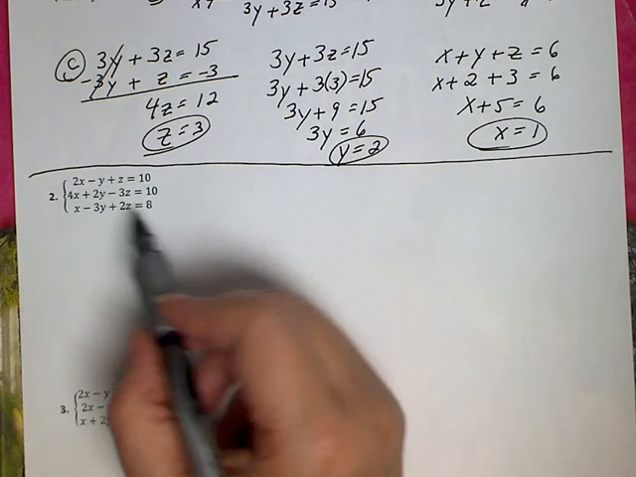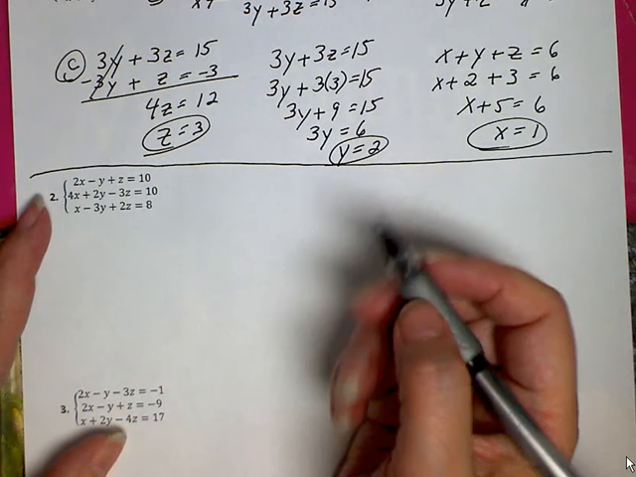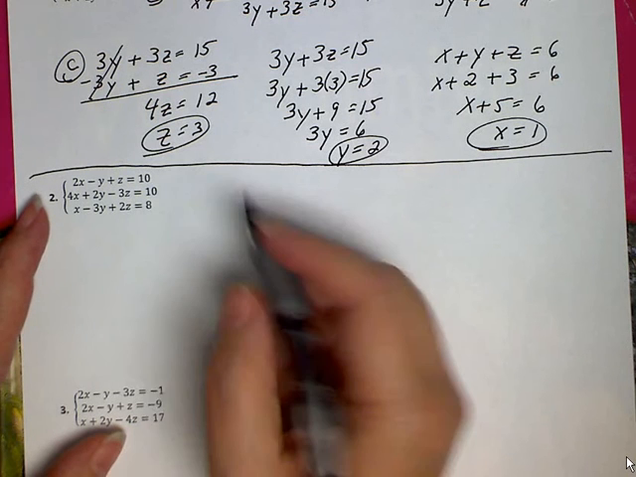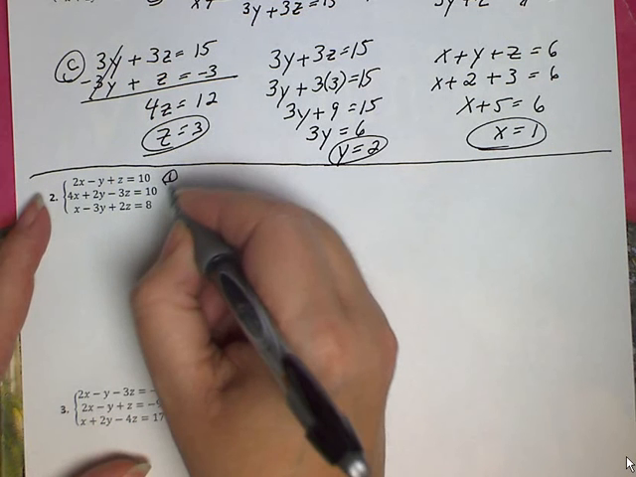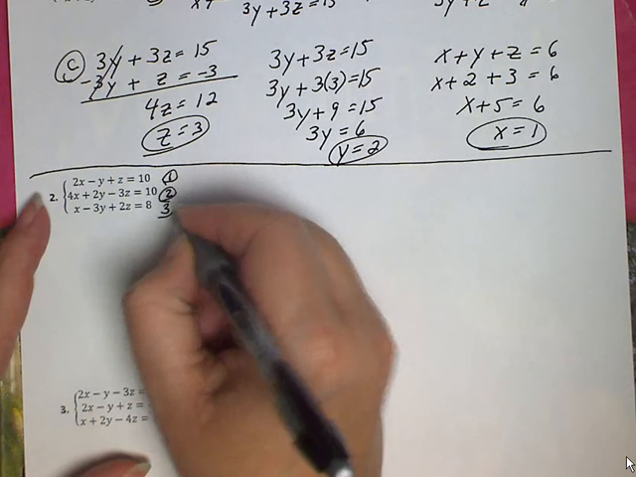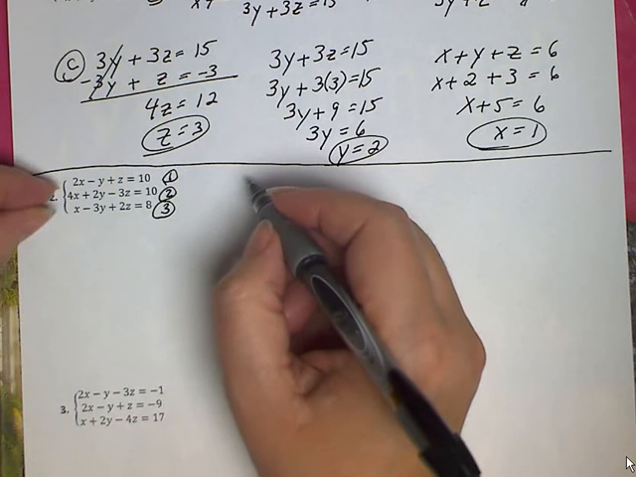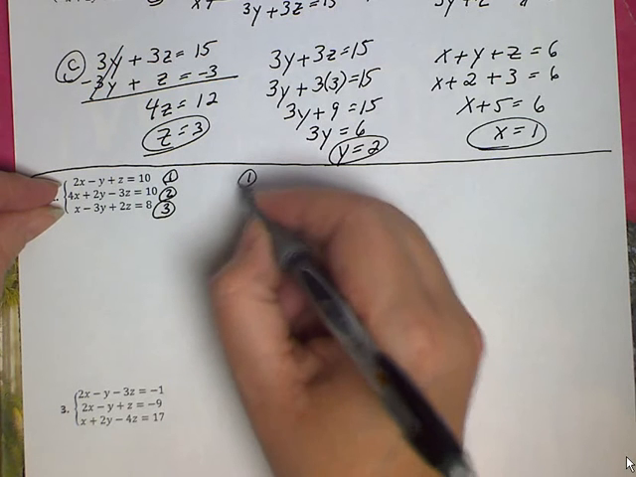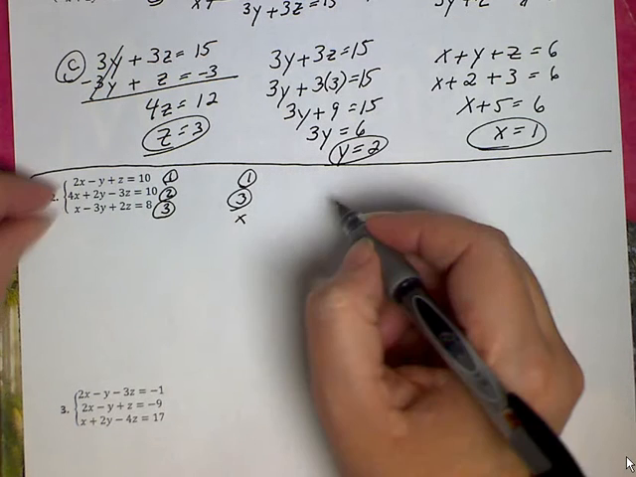Looking at here, we can eliminate any variable, try to decide what's the best. I think I'm going to go with, so those are my 3 equations. I think I'm going to use 1 and 3 and get rid of my x's. So I'm going to use 1 and 3 and I'm going to get rid of my x's.